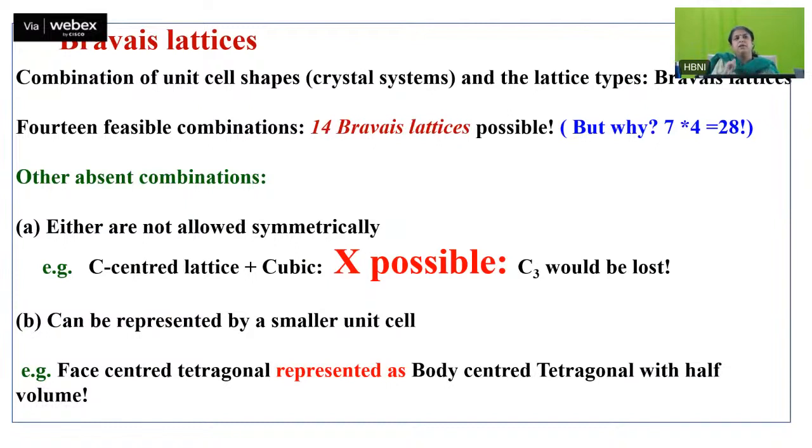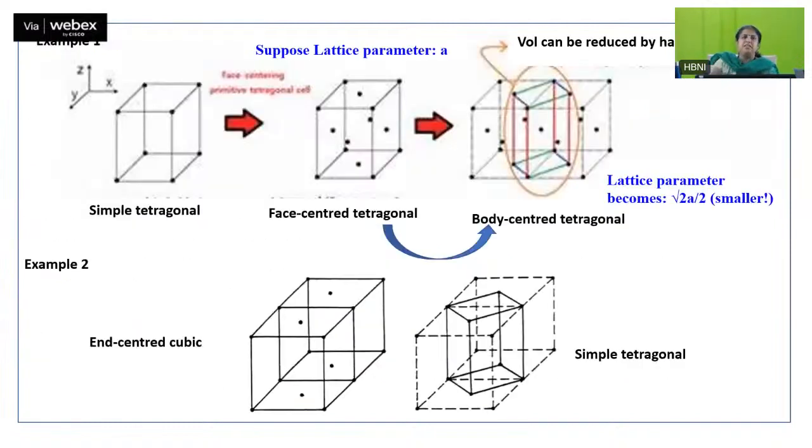The other option is that sometimes, whatever you are calling a Bravais lattice can be represented by a smaller unit cell. And then I will go with that. Because for me, I have to have the smallest unit that has the maximum symmetry and can represent my structure. And how is that possible? Let's take one example. The topmost left-hand side figure is a simple tetragonal lattice. It is a Bravais lattice, simple tetragonal, which I also call the primitive lattice type tetragonal unit cell. So it is a combination of a primitive lattice and a tetragonal unit cell.